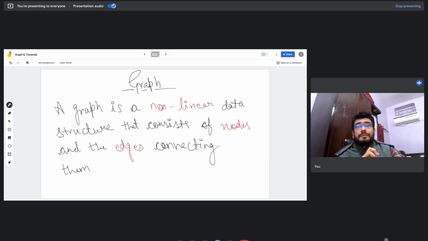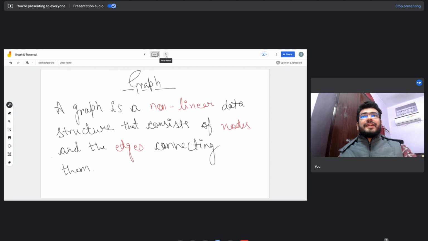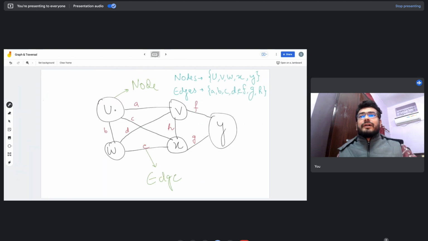Now the other part of the definition talks about the two primary components which a graph consists of, that is nodes and edges. Now let's try to understand what nodes and edges are. So what you see over here is basically a representation of a graph. In this, u, v, w, x and y are the nodes. Basically these are the vertices of the graph, and what you see over here from a to h, these are the edges of the graph, that is a, b, c, d and so on. So edges are basically the arcs that are connecting the nodes, right? So this is how the set of nodes and set of edges represent a graph.